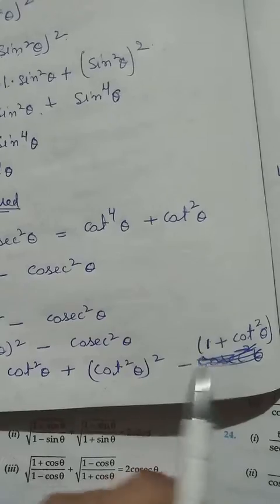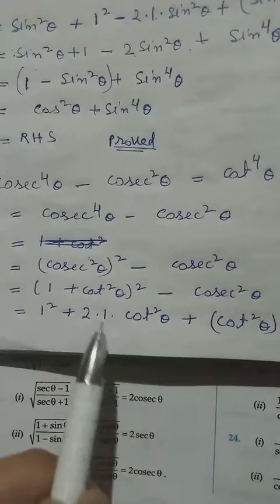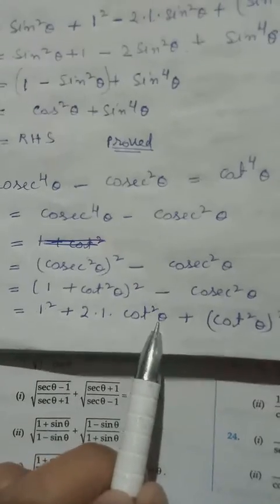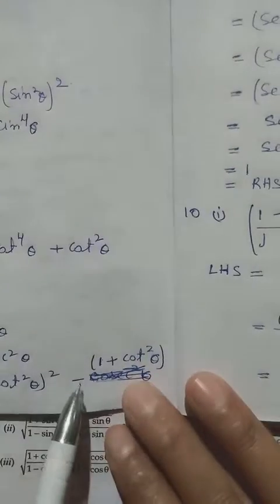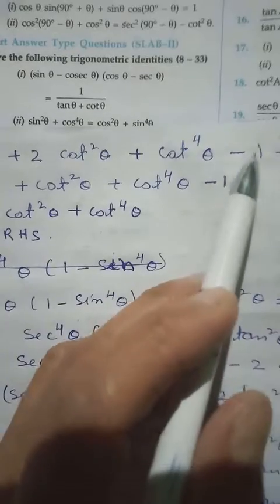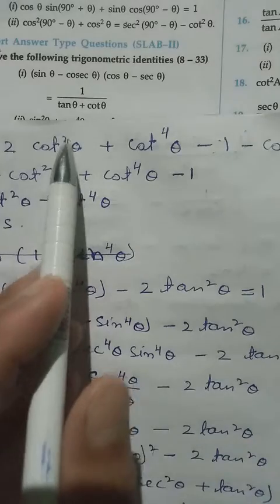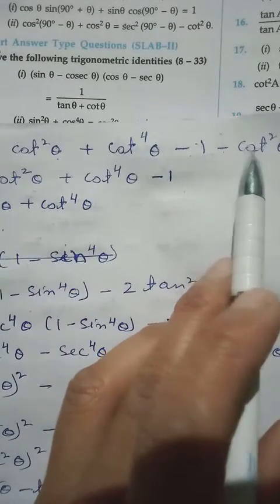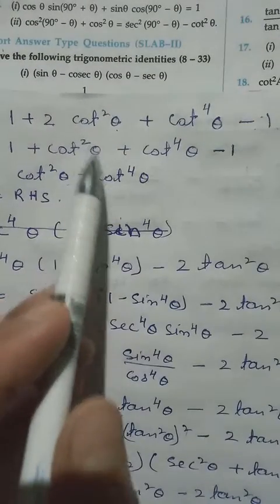Then this one, let it remain like that first. So here we have 1 into 1, 1. 2 into 1, 2. It will remain 2 cot square theta. Then here 2 into 2, 4. Then this one, minus into plus, minus. Then here we see we have plus 1 minus 1, 1 minus 1 is 0, we can cancel. Then here we have 2 cot square theta, here we have minus cot square theta. So 2 minus 1, it will remain only cot square theta.